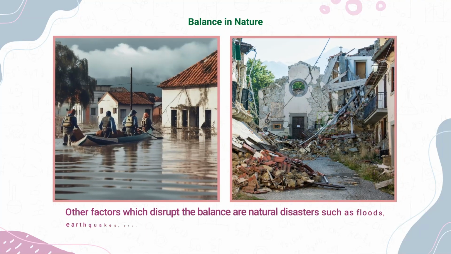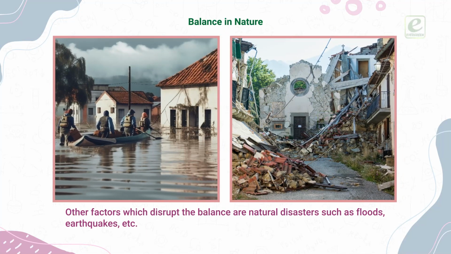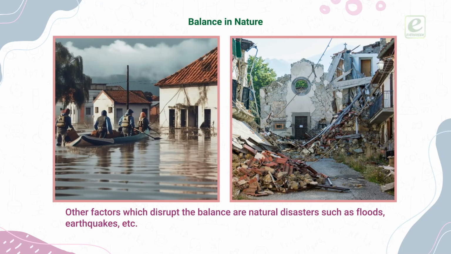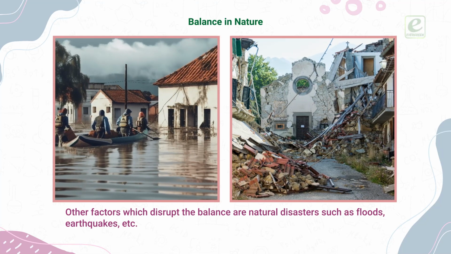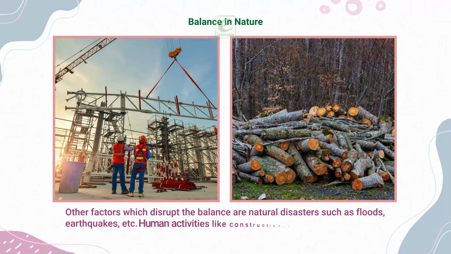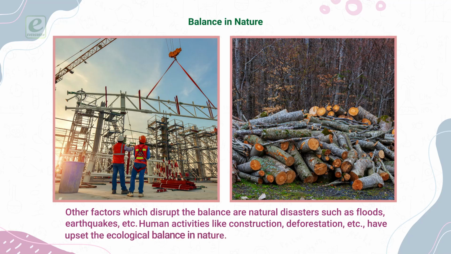Other factors which disrupt the balance are natural disasters such as floods, earthquakes, etc. Human activities like construction, deforestation, etc. have upset the ecological balance in nature.